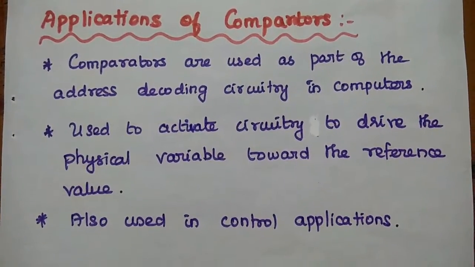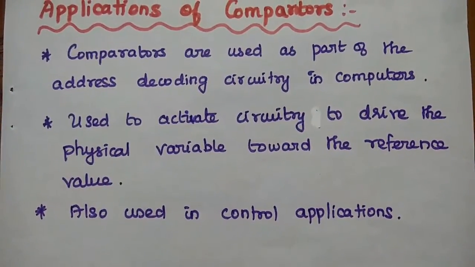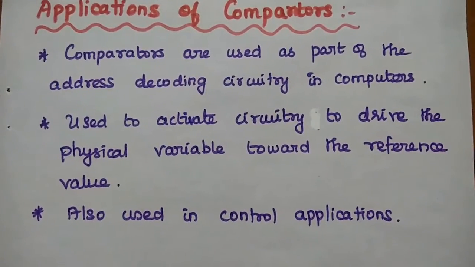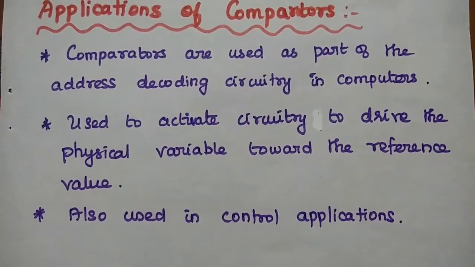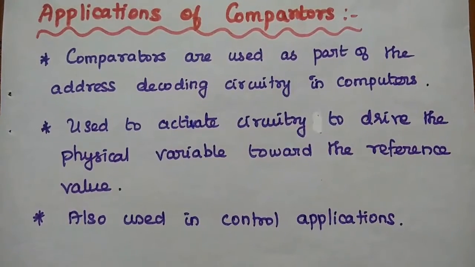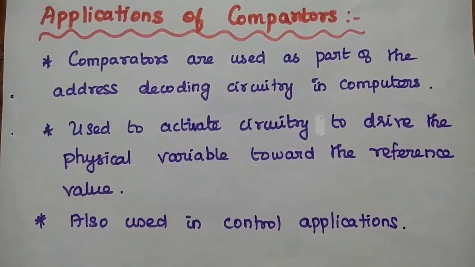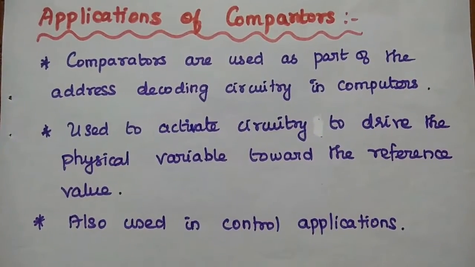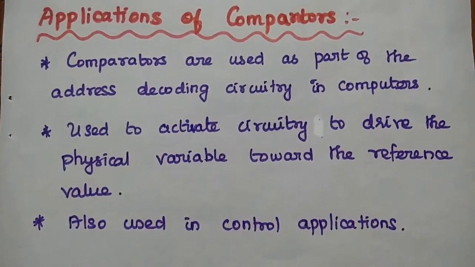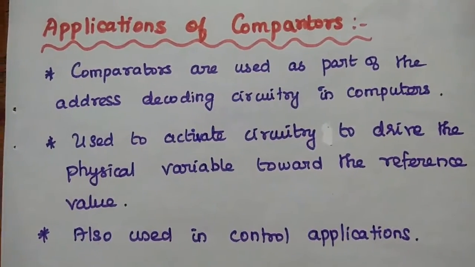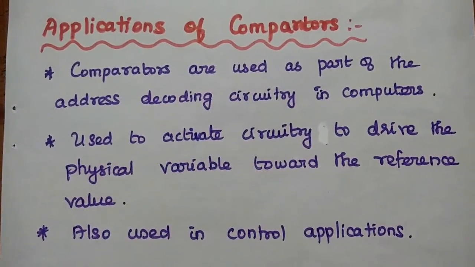Applications of the comparators. Comparators are used as a part of the address decoding circuitry in computers. It is widely used to activate the circuitry to drive the physical variable toward the reference value. That is widely used in control applications like temperature control, boiler control. So in such cases, we are using these comparators.